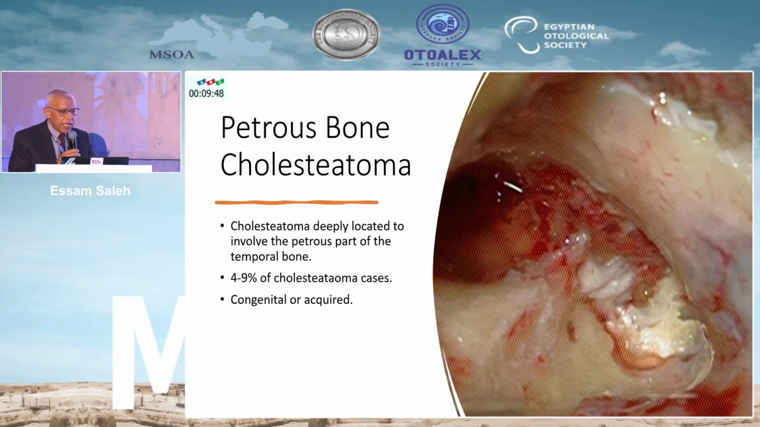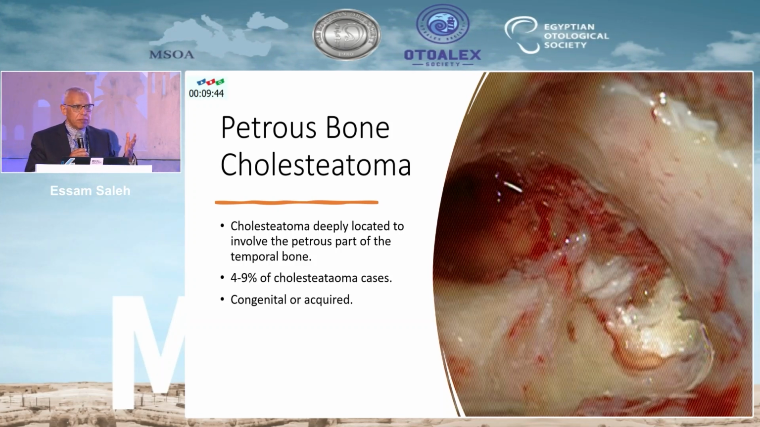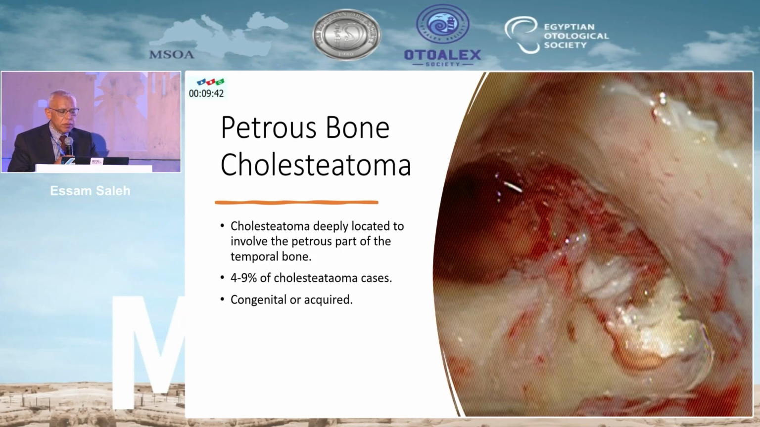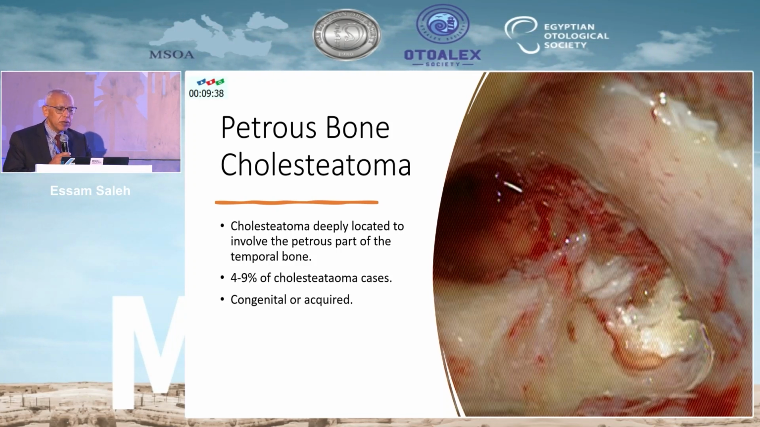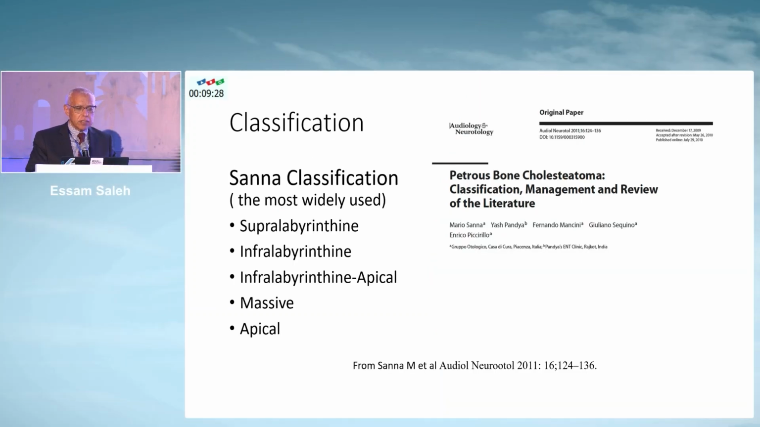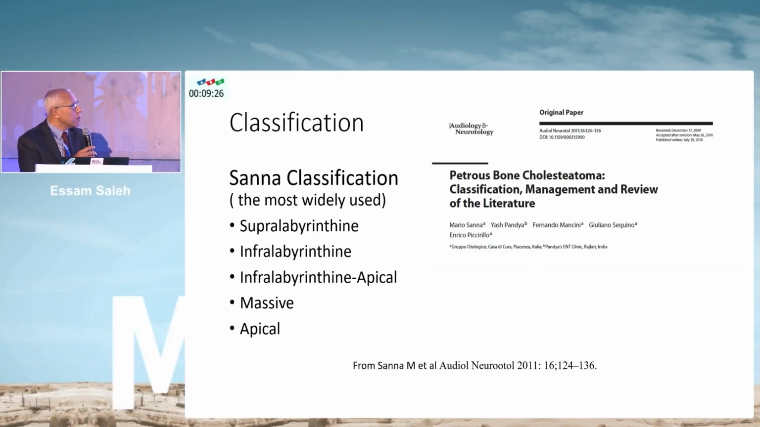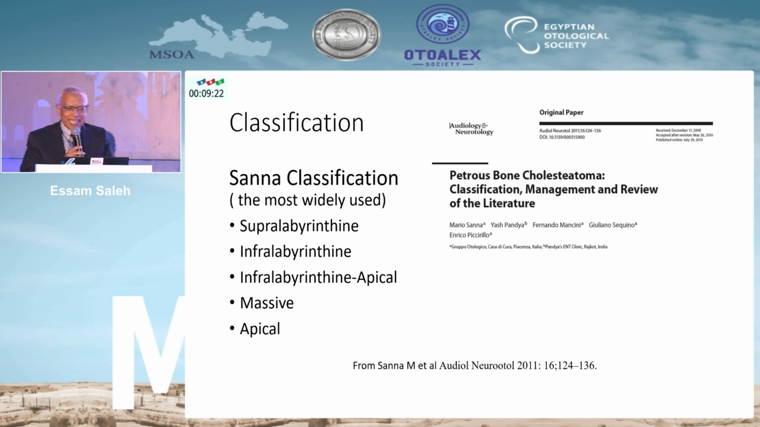And as everyone noticed, if we try to define petrous bone cholesteatoma, I would say simply it is a cholesteatoma that is deeply located to involve the deep part or the petrous part of the temporal bone. It's nearly 4 to 9%. In my series, it's even less. It can be congenital or acquired. That's not my photo, by the way. I am much older than this.